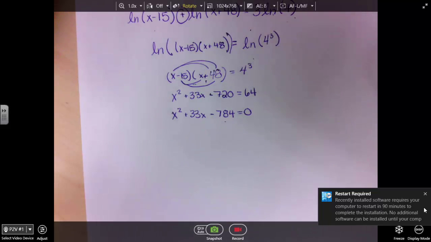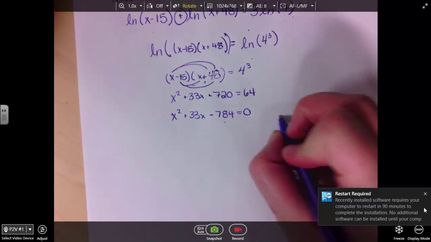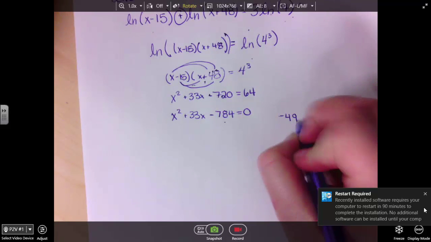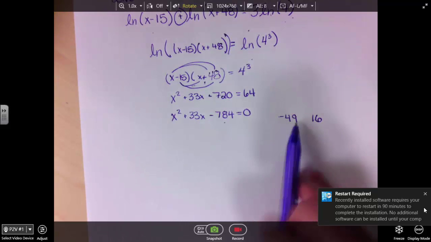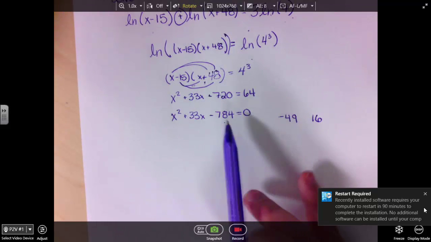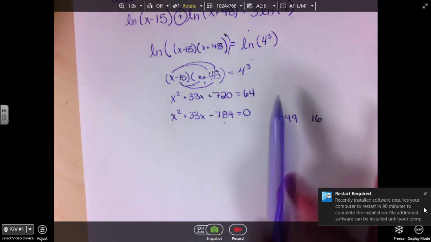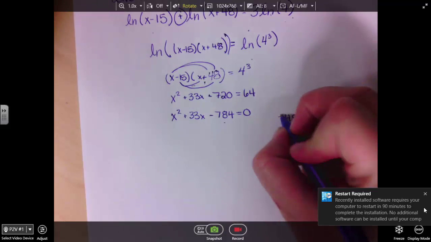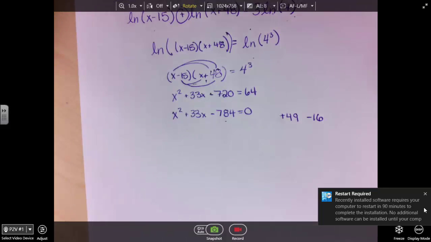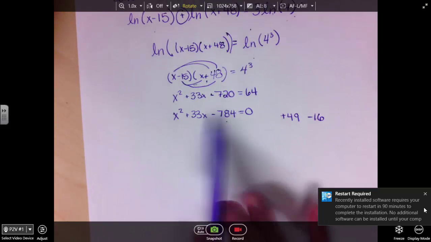Perfect. I got it. It is negative 49 and 16. When you multiply them together, you get negative 784. When you add them together, you get positive 33.